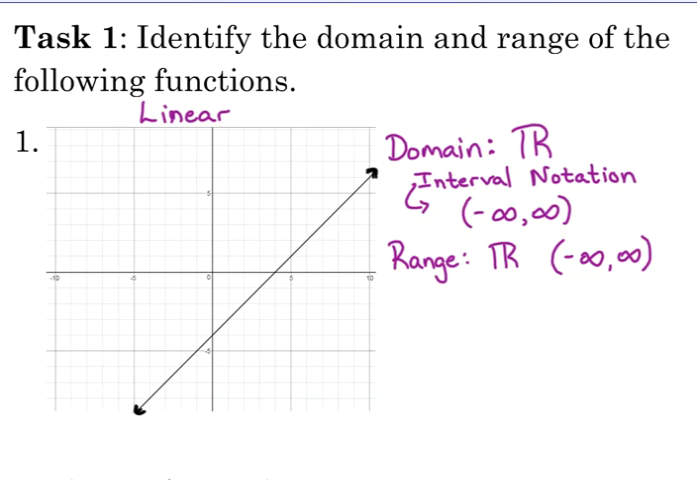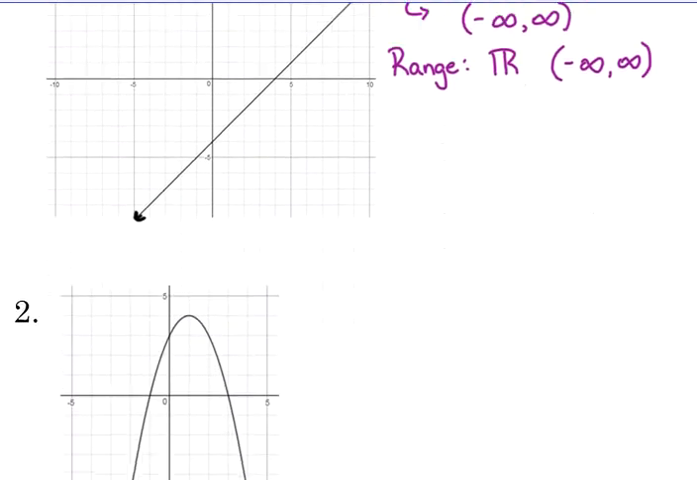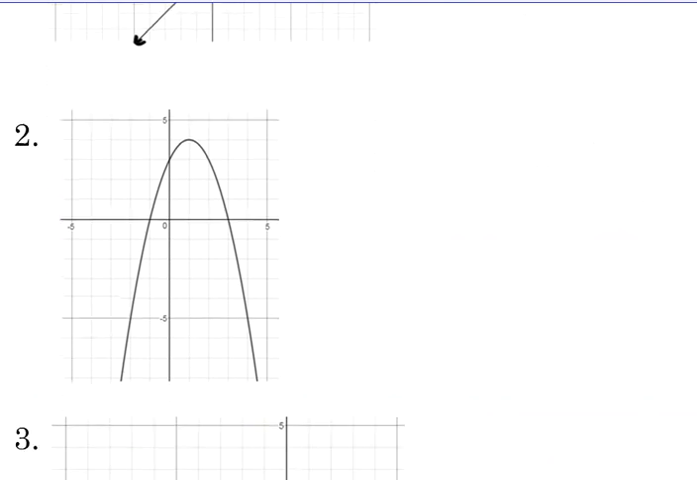The interval notation will make a little bit more sense here in a minute when we change just a little bit. Okay, let's look at function number 2 there. What kind of function is function number 2? Quadratic. Okay, it's a parabola, so this is a quadratic function. I'm going to add my little arrows down here at the bottom to emphasize that this graph does continue to go down.